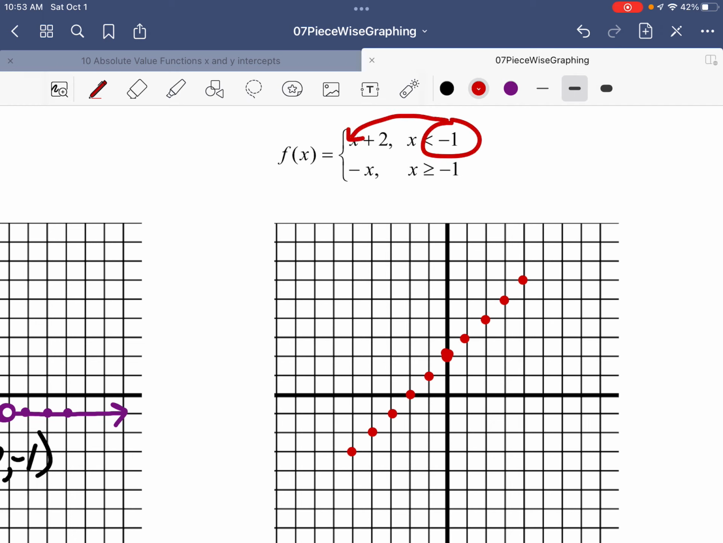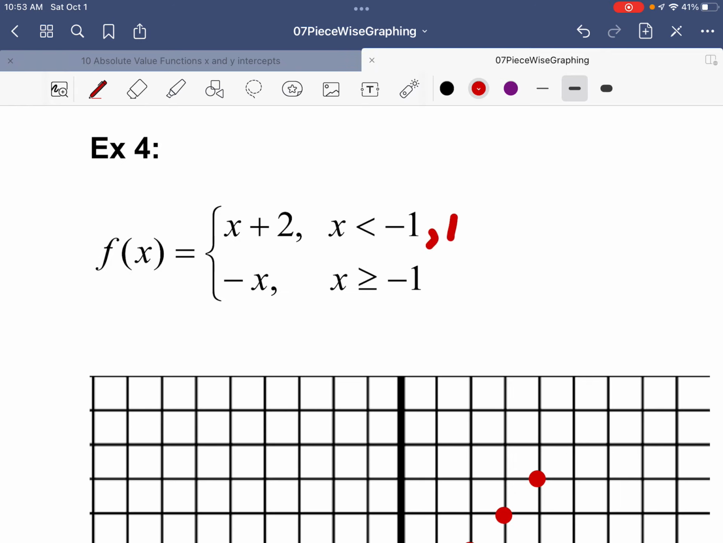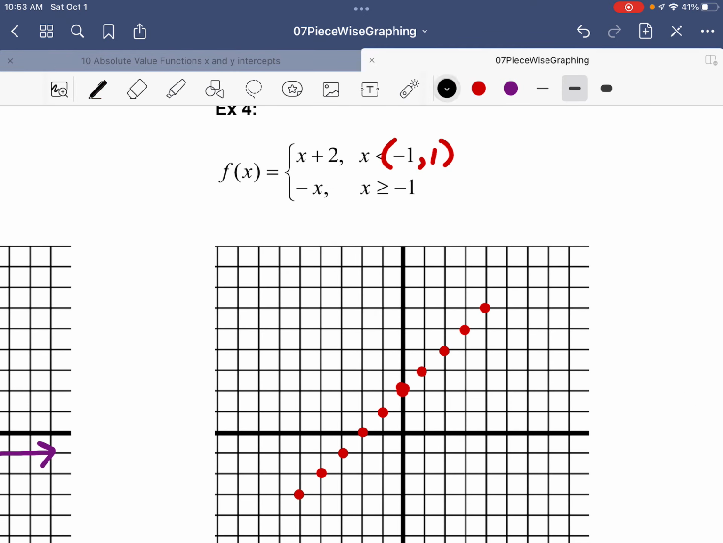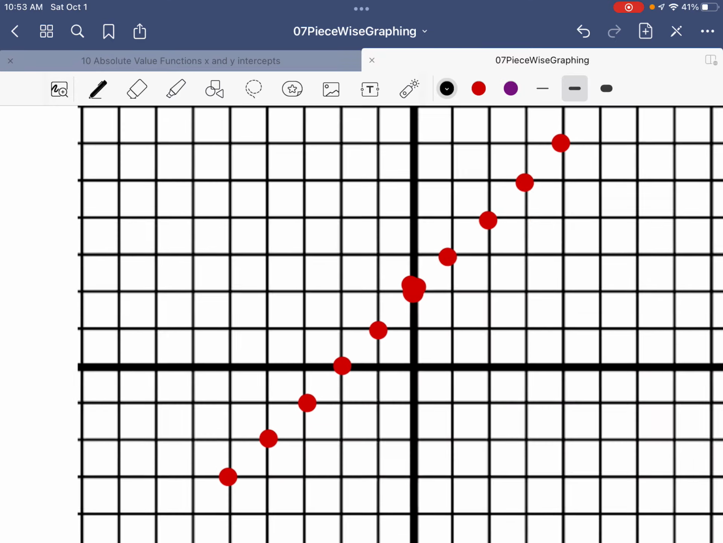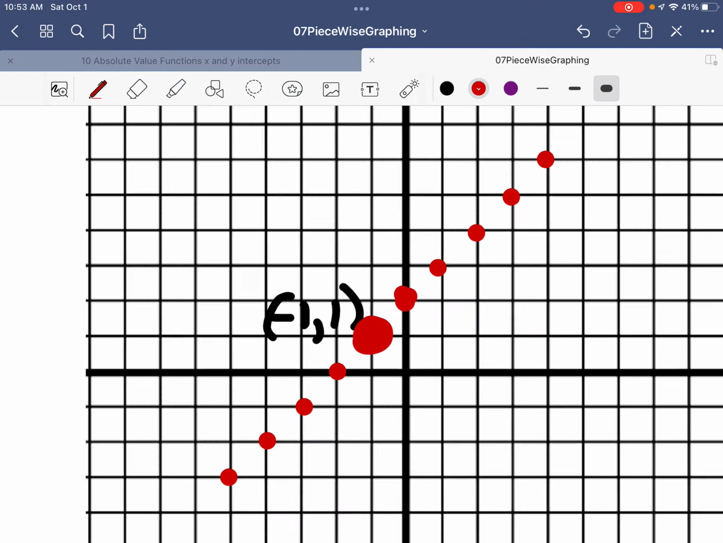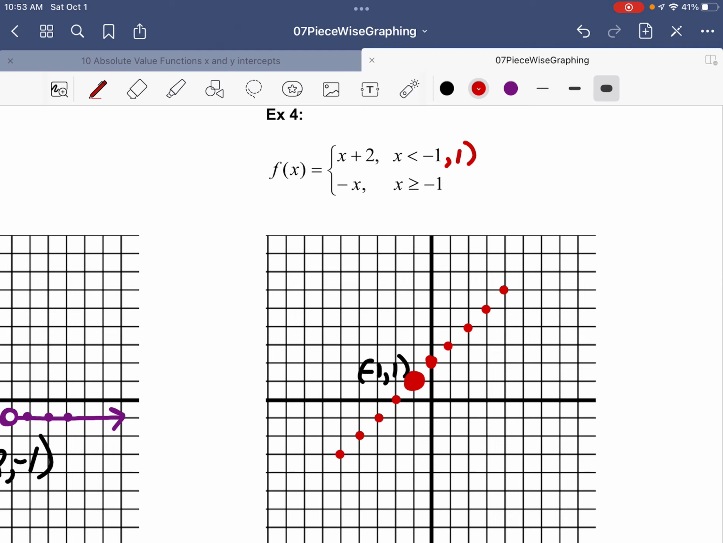Remember, plugging in this endpoint perhaps might be the most important point. When I plug in -1 to this equation, I get 1. Well, what you're really talking about is when x equals -1, y equals 1. That, ladies and gentlemen, is my starting point. Where is that starting point? That's right, it's right here. It's the point (-1, 1). Now, I can highlight that point, I can make it a little bigger, but that's going to be the place where my graph is going to start.